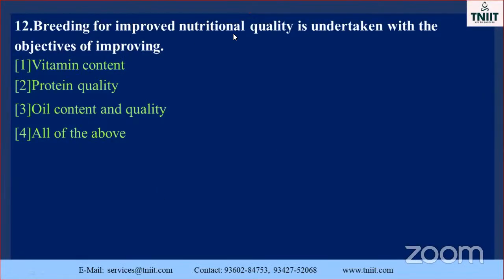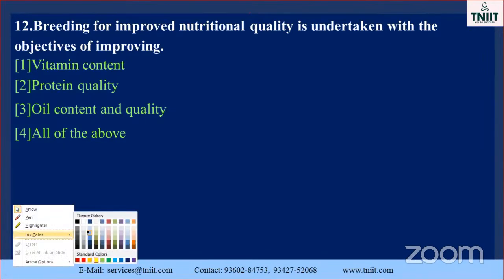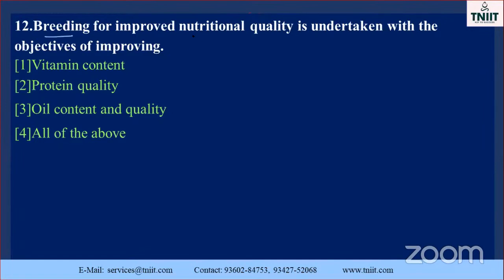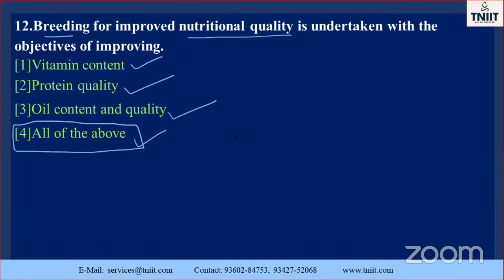Breeding for improved nutritional quality. Breeding, this is already in our outbreeding and inbreeding. Breeding for nutritional quality is undertaken with the objective of improving what? Vitamin content, protein quality, oil content and quality. All of this. Already you know a little bit of the answer. All are right, so the option is the fourth one. Okay, good. These are not twisted questions, but you have to think. That is very, very important.